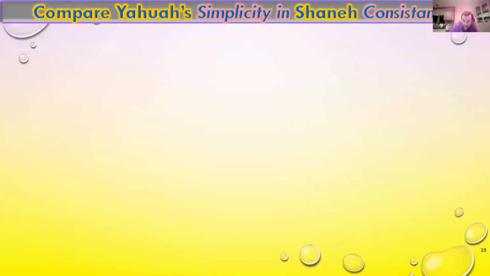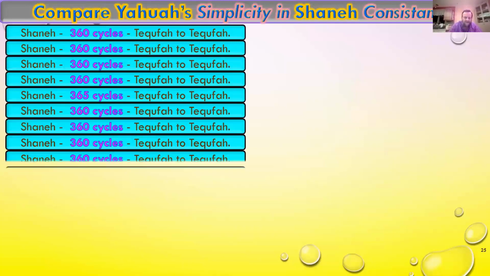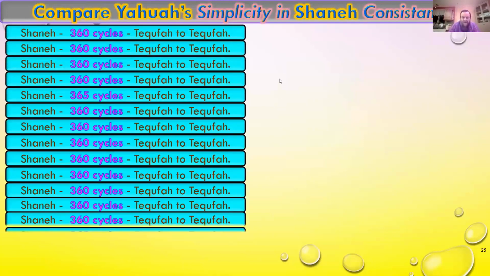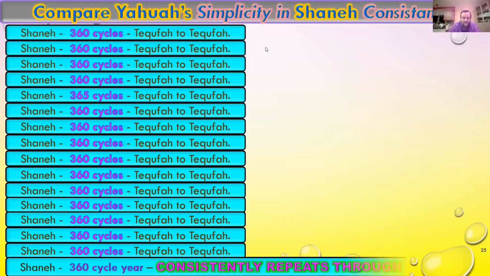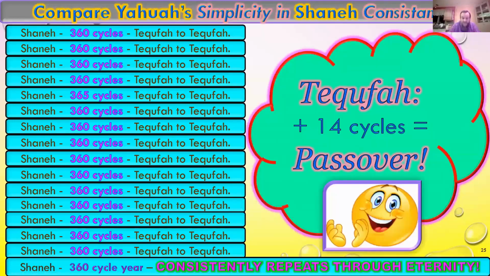Okay, we're going to look at consistency one more time. We've just looked at the moon. We've seen the absolute variableness of the lunar system. Here is a look at Shanei consistency. 360 cycles, Tequfah to Tequfah. Tequfah plus 14 cycles equals Passover. It really is that simple.